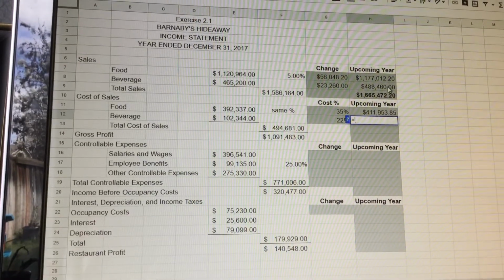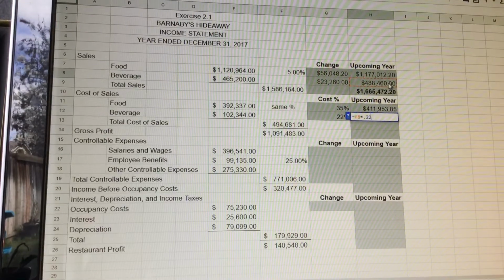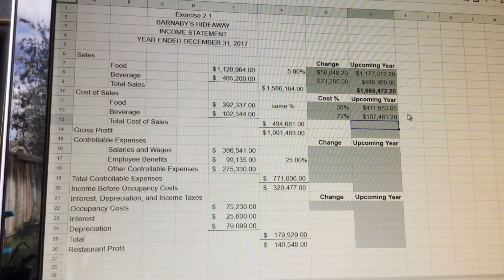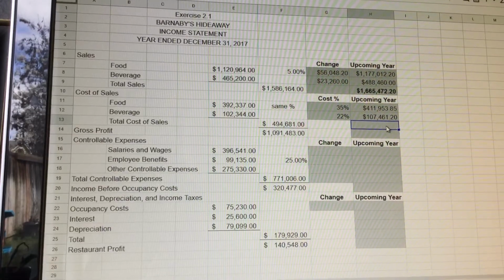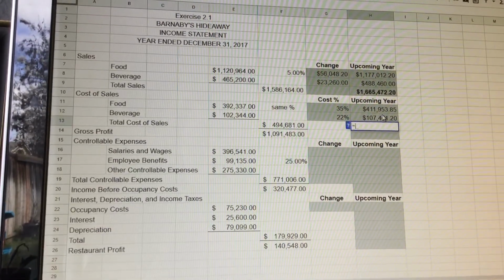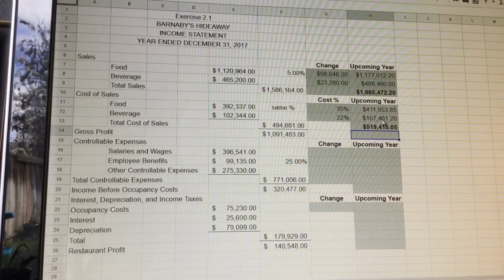We're going to take our beverage sales times 22%, and that's going to show us as well. And our total cost of sales is going to be our food cost plus our beverage costs.